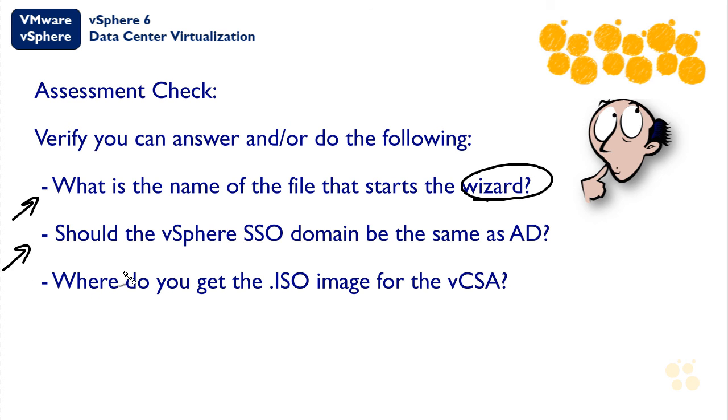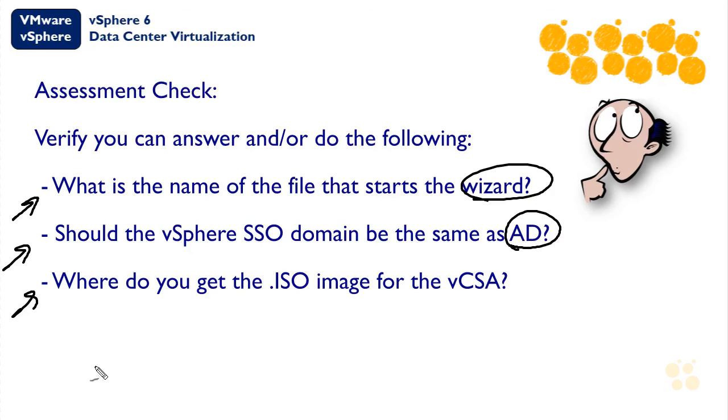Question number 2. Should the vSphere SSO domain be the same as our Active Directory domain? And the answer is no. Please make sure there is a difference of at least one character between your single sign-on domain for vSphere and your single sign-on domain for Microsoft Active Directory. If you're not using Active Directory, it's a moot point.